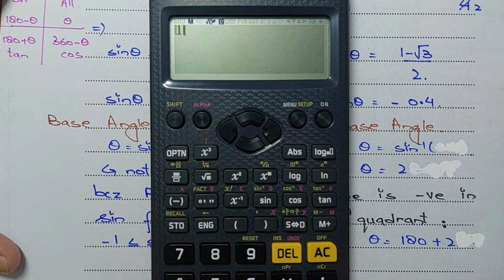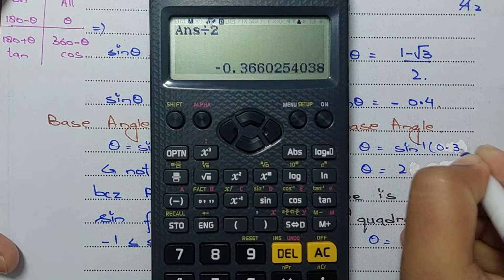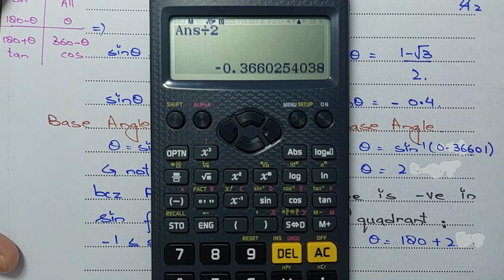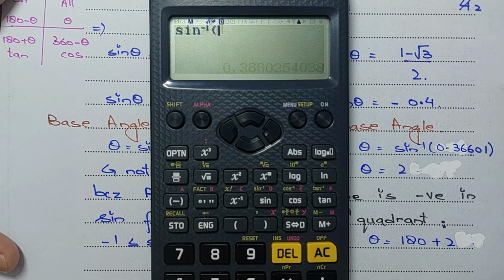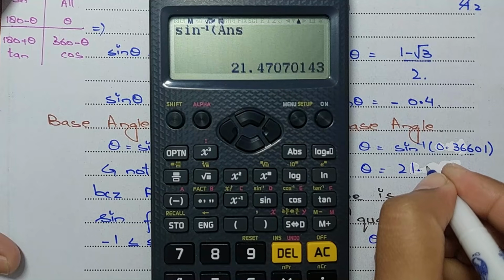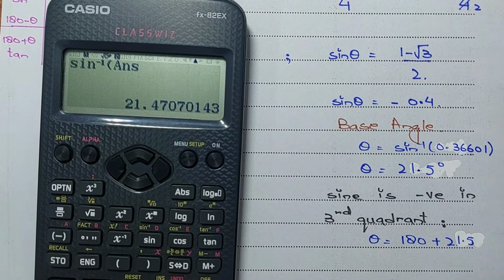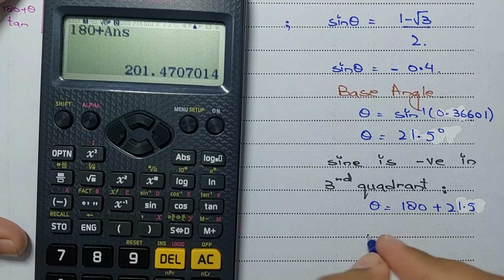So what is 1 minus root 3 divided by 2? That is 0.36601. Okay, now we have to consider it positive when we are dealing with the angles, and find the sine inverse of that, which should be 21.5 degrees. Now the base angle is 21.5 degrees, right? So 180 plus 21.5, 180 plus answer. This is 201.5 degrees.